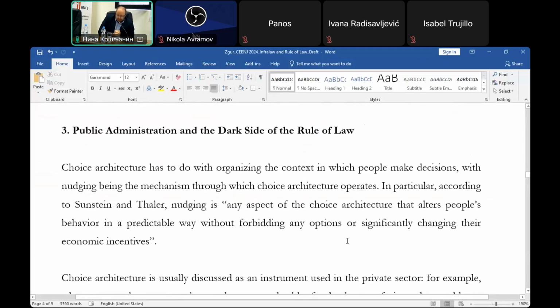Now, choice architecture has to do with organizing the context in which people make decisions, with nudging being the mechanism through which choice architecture operates. In particular, according to Sunstein and Thaler, nudging is any aspect of the choice architecture that alters people's behavior in a predictable way without forbidding any option or significantly changing their economic incentives. Now, choice architecture is in many aspects radically different from how traditional legal regulation operates. Most crucially, nudging does not resort to commands, prohibitions, sanctions, etc., in order to direct behavior. It is therefore foreign to the use of law as a coercive mechanism.